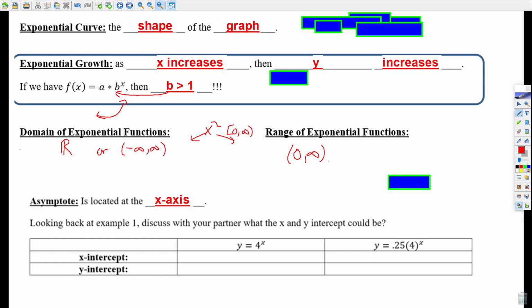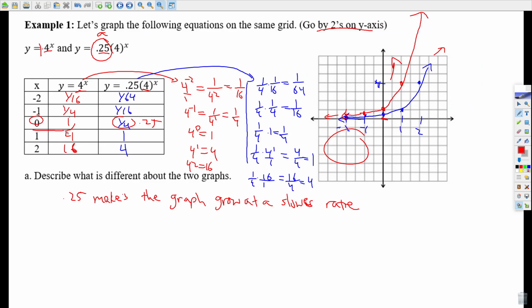Looking back at example 1, discuss with your partner, which we're obviously not going to do, what the x and y-intercept could be. So if you look at, let's do the y-intercept, that's pretty easy. The y-intercept always comes from the number out front, which we don't see one here, so it's 1. And then the y-intercept here is 0.25. Again, I already mentioned this in the table. It's right here, 1 and 0.25.